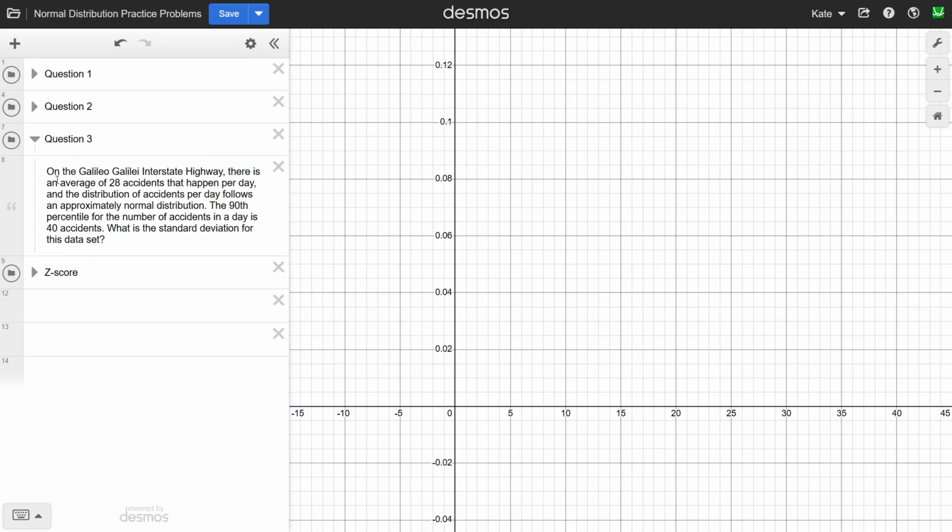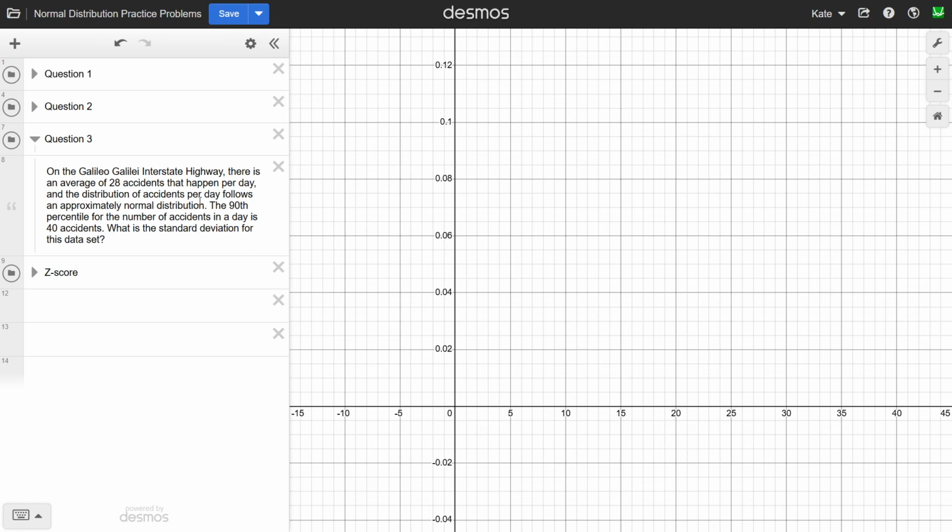This question: on the Galileo Galilei Interstate Highway, there's an average of 28 accidents that happen per day, and the distribution of accidents per day follows an approximately normal distribution. The 90th percentile for the number of accidents in a day is 40 accidents. What is the standard deviation for this data set?